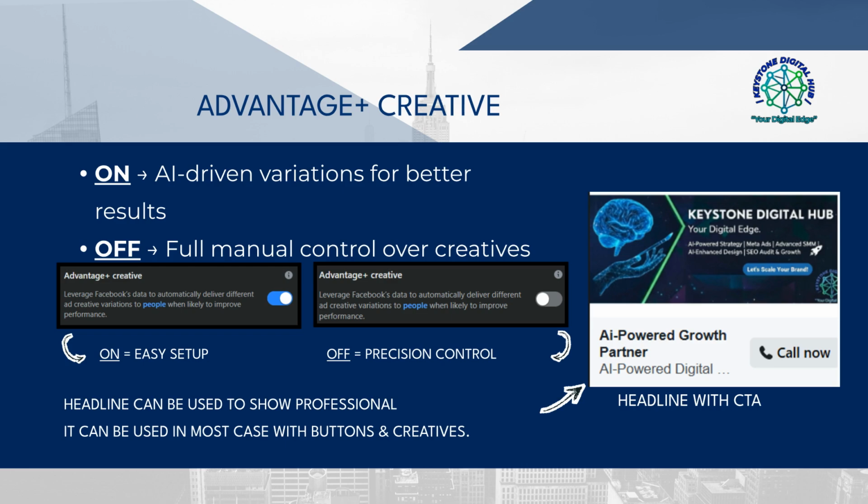When it comes to Advantage plus Creative, turning it on allows AI-driven variations for better results, offering an easy setup. Turning it off gives you full manual control over your creatives for precision control. You can also use a headline with a call to action.